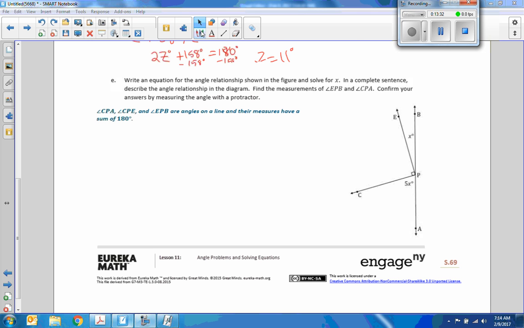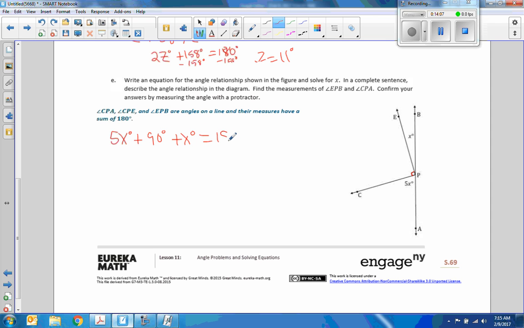I'm going to say that angle CPA, which is CPA right here, it's this angle here, and angle CPE, which is CPE right here, then finally, angle EPB is right there. This angle plus that angle adds up to 180 degrees. So my equation is going to be 5x degrees plus 90 degrees. Okay, I've got a square here, that means 90, plus x degrees equals 180 degrees.